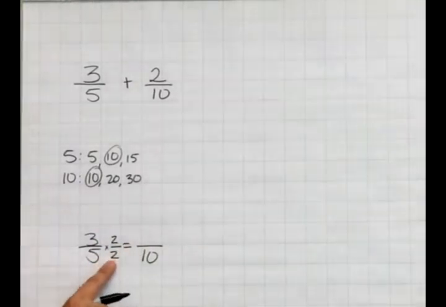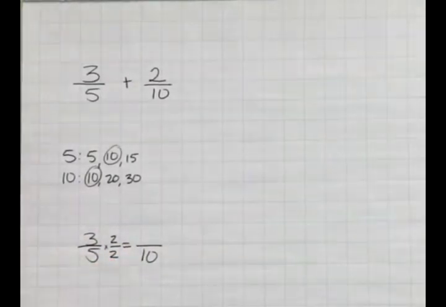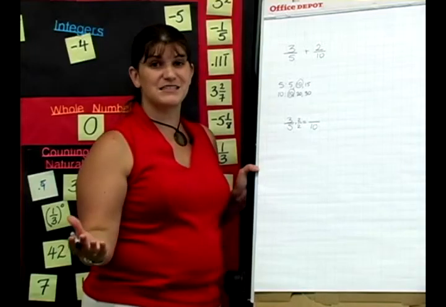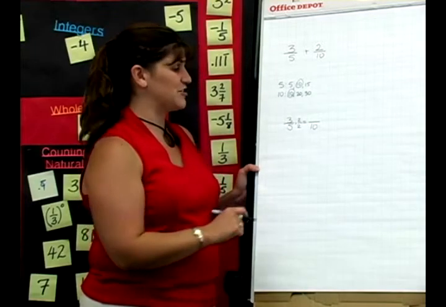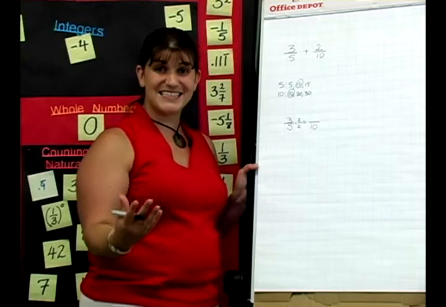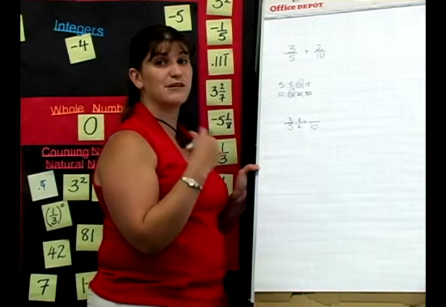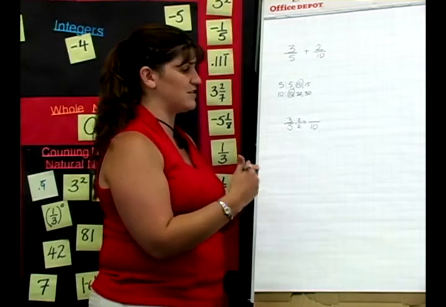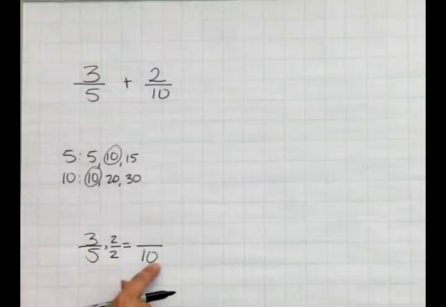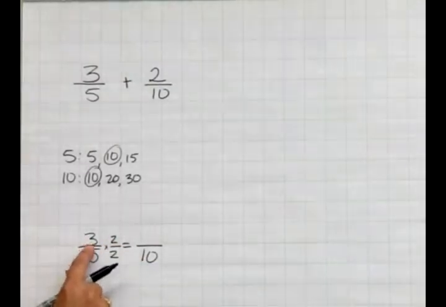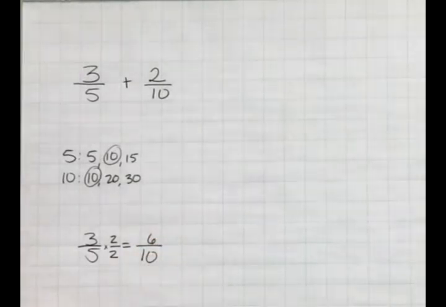Now I want you to look at what I've done. 2 over 2 is 1. I'm multiplying it by 1, so my number doesn't change. The way it looks changes, but in truth you have the same amount. That's why whatever you do to one number, you have to do to the other. So now I have 5 times 2 is 10. I multiply the top. 3 times 2 is 6. So my new fraction is 6/10.